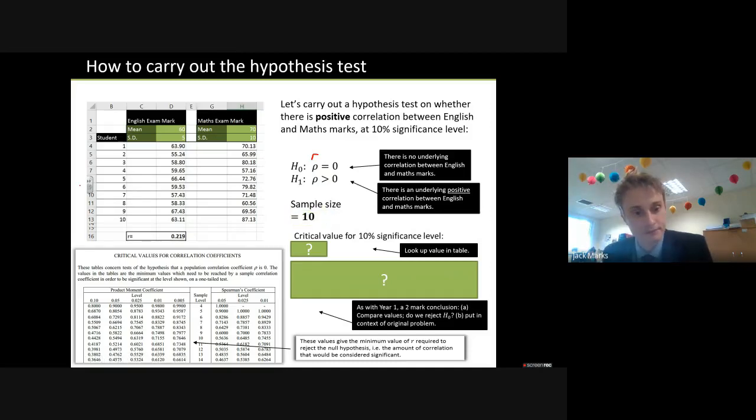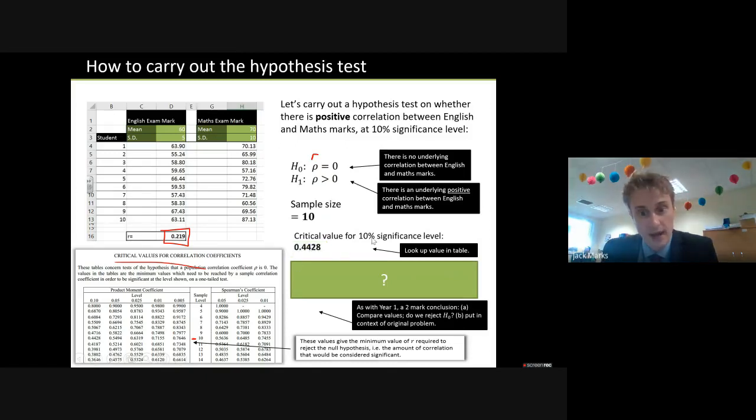What number does this have to be bigger than? Well, the good news is somebody's worked it out for us already. So it exists in the table. It's called critical values for correlation coefficients. So what you do is you find your number. So you go down by sample size. You go down to 10. And then depending on the significance level, a bit like hypothesis testing, there's a significance level. Depending on how strict you're going to be, the number will be different.